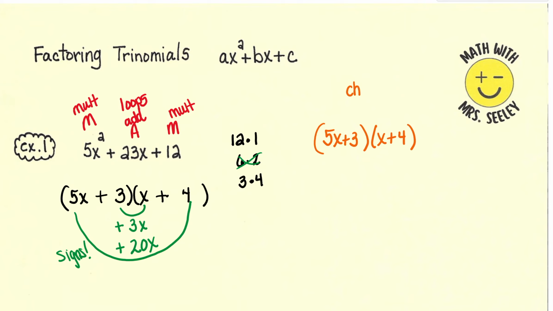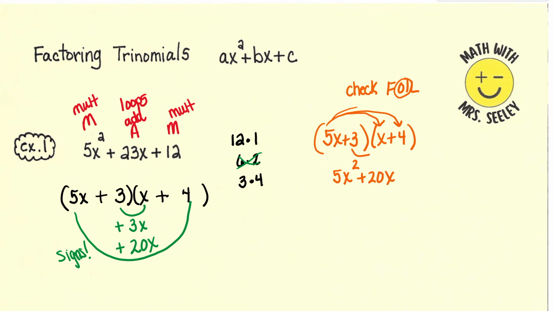You check using the FOIL method or to distribute. Remember how we did the loops, the outers and the inners? That's what those are right there. So if I distribute, that means the 5x wants to distribute or multiply to everybody. 5x times x is 5x squared. 5x times 4 is 20x.